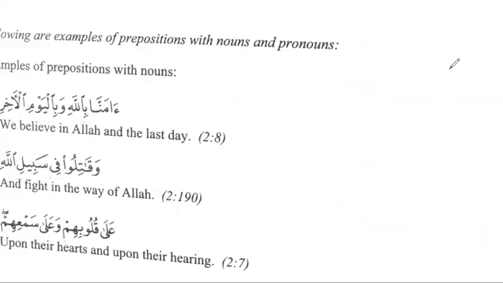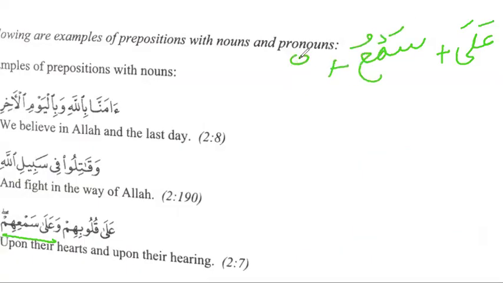Okay. Now, let's look at ala sam'ihim. It's also a combination of three words. You have ala plus sam'u plus hum. Then let's combine sam'uhum. It became their hearing.